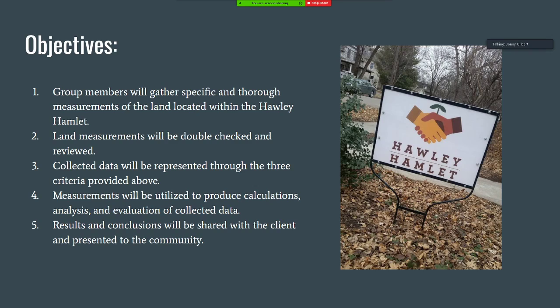And then continuing on, those measurements will be utilized to produce calculations, analysis, and evaluation of the collected data. And finally, the results and conclusions will be shared with our client, Tim, and presented to the community.